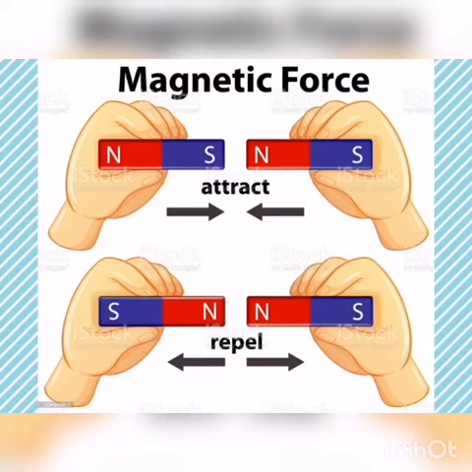Take two iron bars and bring them close towards each other. If the poles are opposite, they will attract, magnets will stick together. And if the poles are same, then they will repel each other. That is, both magnets will be pushed away from each other. So this force with which a magnet attracts metal is called magnetic force, or it can be called as magnetism.